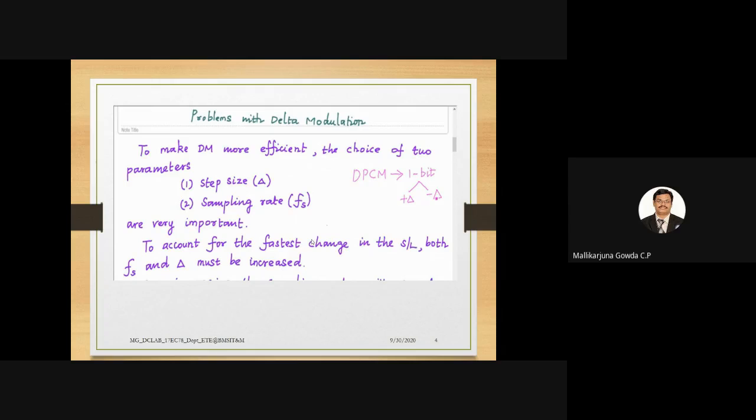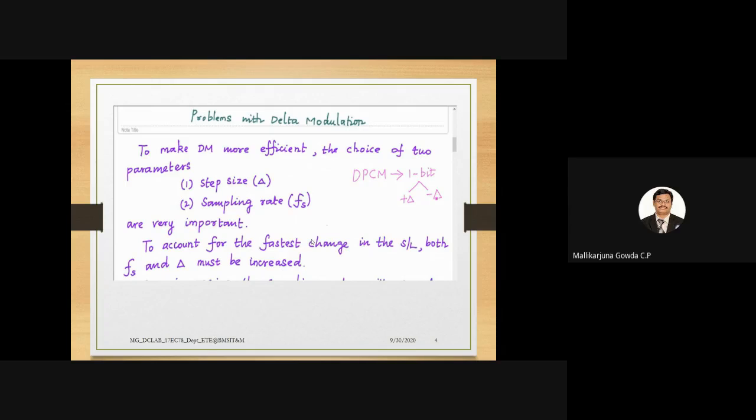Is this clear? These two, step size and sampling rate, are the important parameters which we need to look into while selecting the step size as well as the sampling rate to make the delta modulation more efficient. Okay, so let us see when the input signal is changing very fast. When the input signal is changing very fast, then what should be the value of Fs and what should be the value of delta?